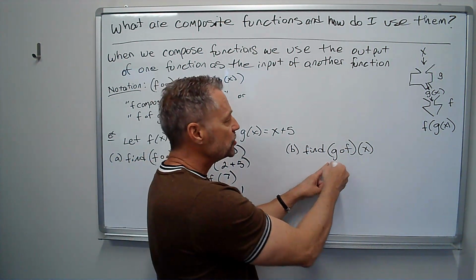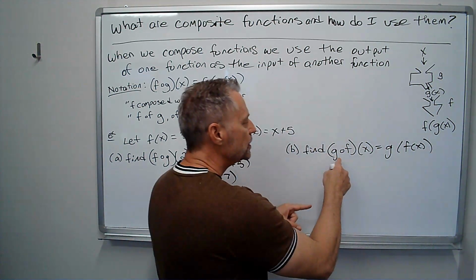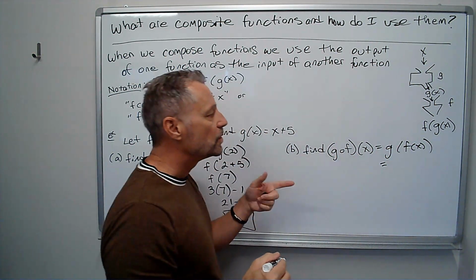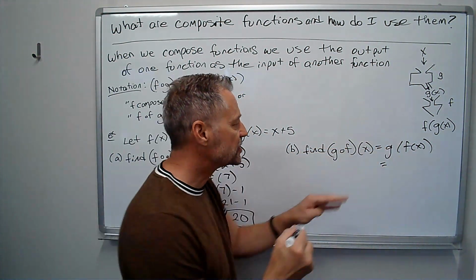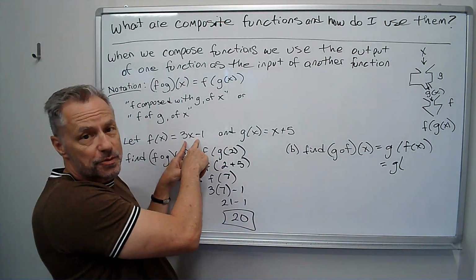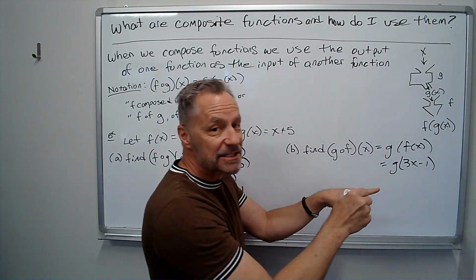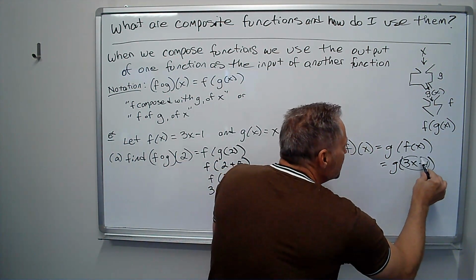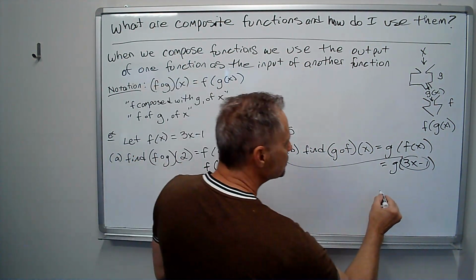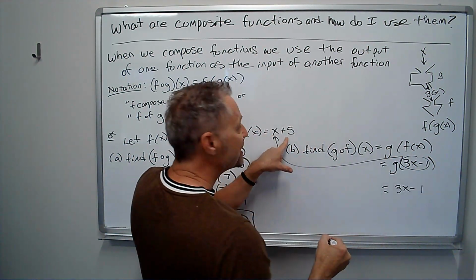Now notice I changed the order, so keep it in whatever order it's written. So g of f of x is g of f of x. Well, what's f of x? Again, ignore the g for now, just put it there. What's f of x? Oh, f of x is the function 3x minus 1. That's my input that I'm going to put into the g function. So I'm going to take it and put it right there. So that becomes, instead of x, 3x minus 1. And then I still have the plus 5.